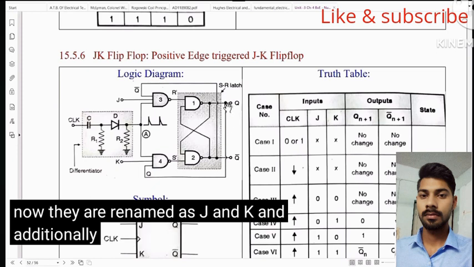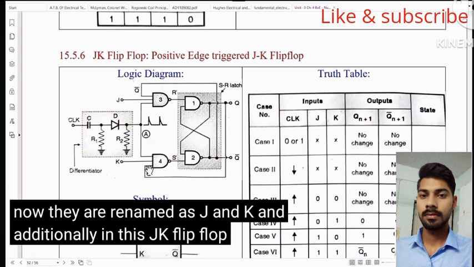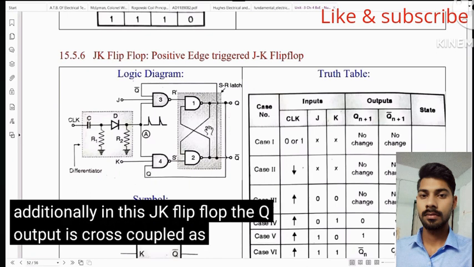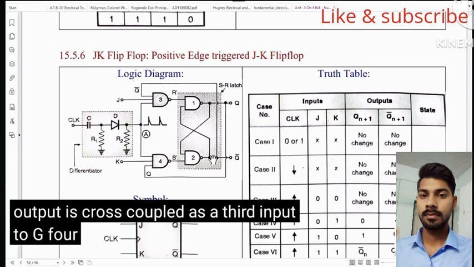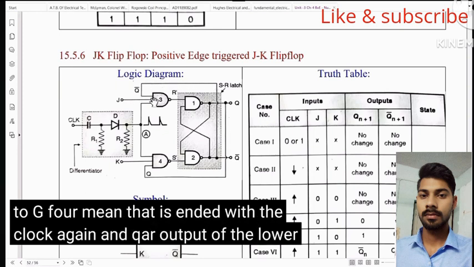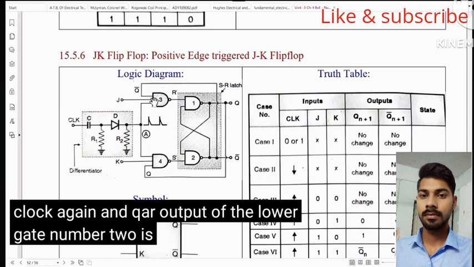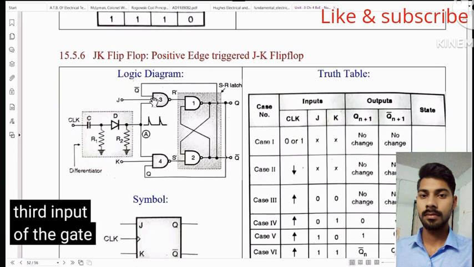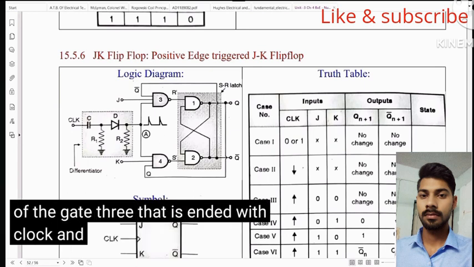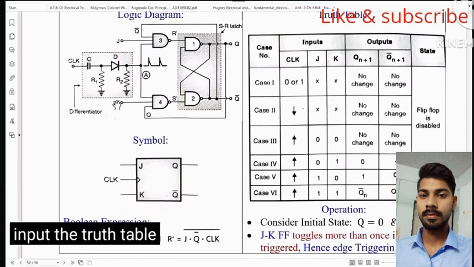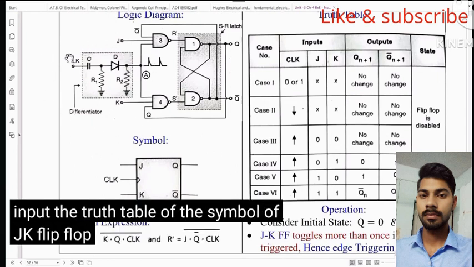Additionally, in this JK flip-flop, the Q output is cross-coupled as a third input to gate 4, which is ANDed with the clock again. And the Q bar output of the lower gate number 2 is cross-coupled to the third input of gate 3, that is ANDed with clock and J input. The truth table of the symbol of JK flip-flop is shown.